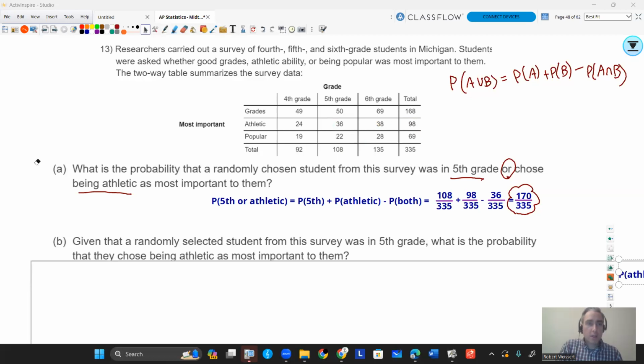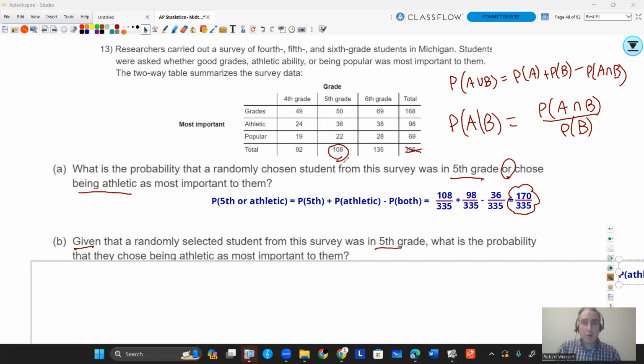And this is going to deal with your conditional probability formula, which looks like this. Probability of A given B is equal to the probability of A and B, that's the overlap, over the probability of the given. So I want to think about this. What are we given? Given that a randomly selected student was in 5th grade. So out of the 5th graders, this is what I'm given. Only those numbers, not all the 335, just those. That's my denominator.